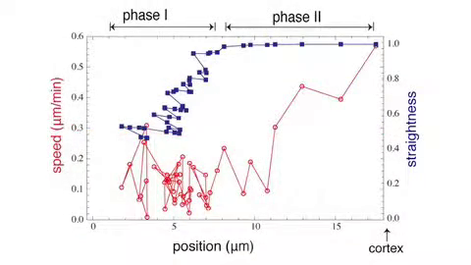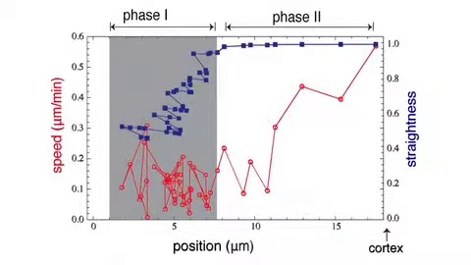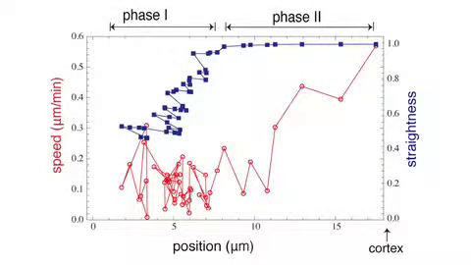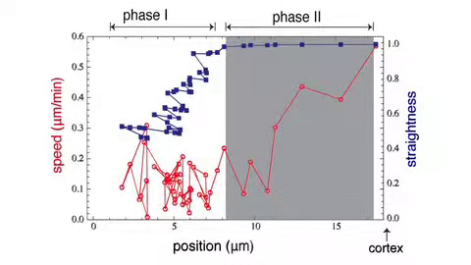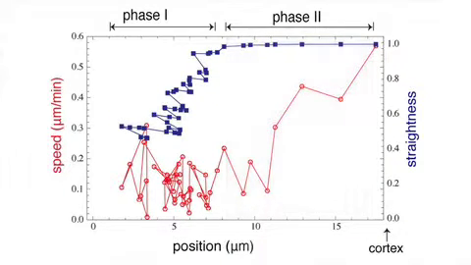And then analysis of these trajectories immediately tells us that there are two processes. One process that seems very slow and not very directed. And then at some point when the chromosomes get to a certain proximity to the cortex, all of a sudden the movement becomes very fast and directed towards the cortex. So that tells us that there are likely to be two kinds of mechanisms that move the spindle.